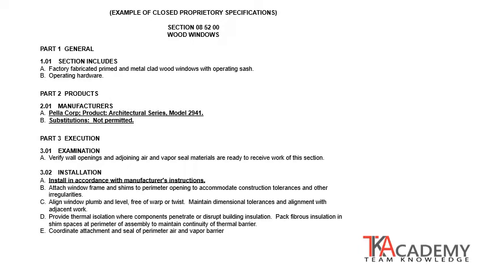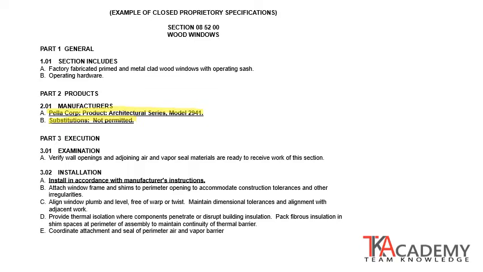And here's an example of a closed proprietary specification. Again, we're going to skip part 1. We're going to look at part 2 here, products and manufacturers. And so you can see from this, it's a very short section, and underneath manufacturers, it lists just one manufacturer, and then it even goes in as far as dealing with the model. It tells you not only the manufacturer, but what product to use. And then underneath here it says substitutions not permitted. So this spec says this is the one system we're going to use and the only one we're going to accept. We're not going to allow for any type of substitution.